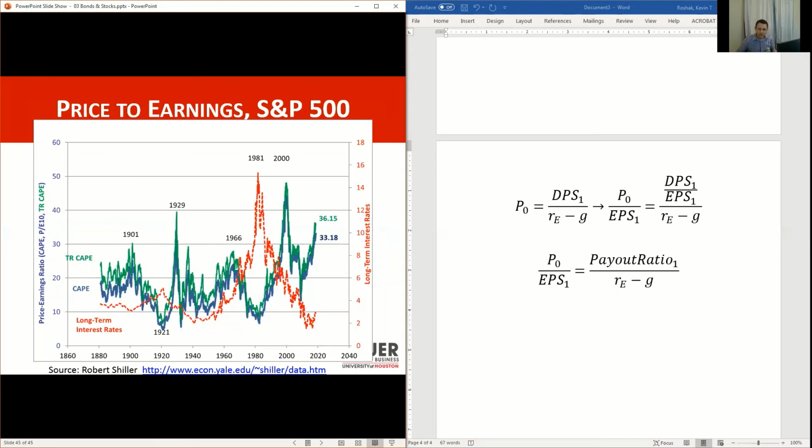This doesn't solve the dilemma. Obviously, a lot of this variation could be due to emotion or these animal spirits, but at least we can think a little bit more formally about the fundamentals that could be driving stock prices as well. Okay, so that's all I had to say about this.